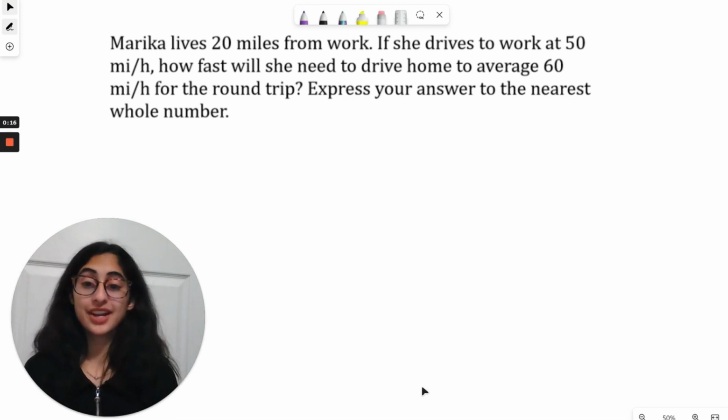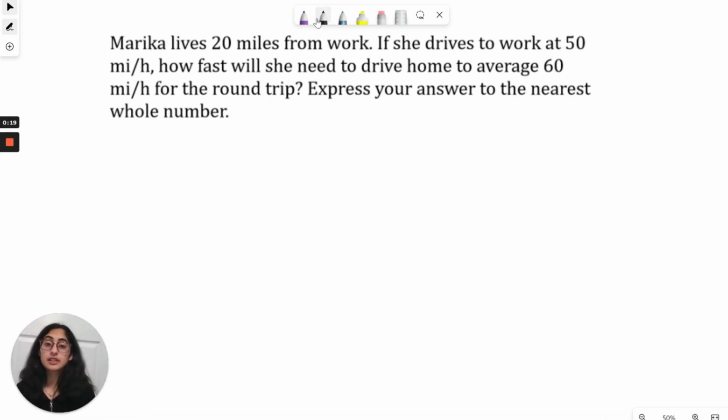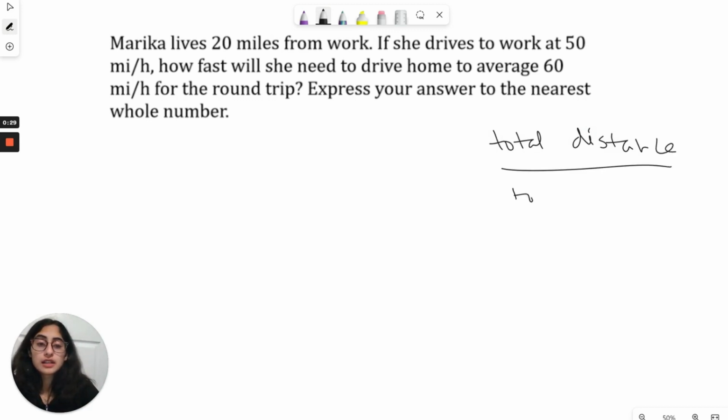All right, so breaking this down, what even is average speed? Well, your mean speed is simply the total distance that you traveled divided by your total time, right? Because if your average speed is 60 miles per hour, that means you can go a total distance of 60 miles in a total time of 1 hour, right?